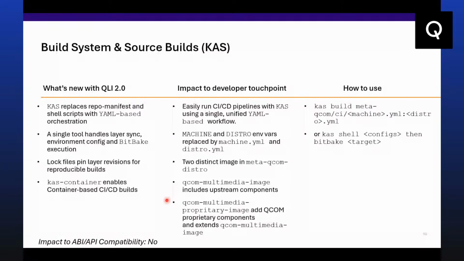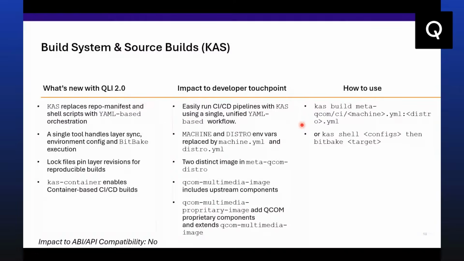A quick look at how one should use CAS. You can see here on the right-hand side, if you intend to build, you can simply say cas build and the YAML files that you want to use. Or rather, if you would like to get into a shell and do some experiments or change some things before invoking the build, you could use cas shell with the machine file and distro file, and then go ahead and run the bitbake command for the build.